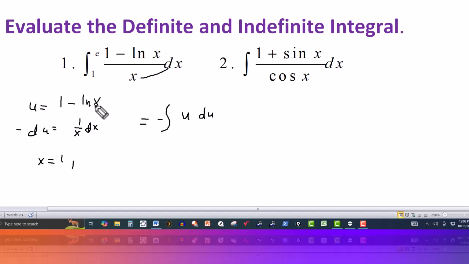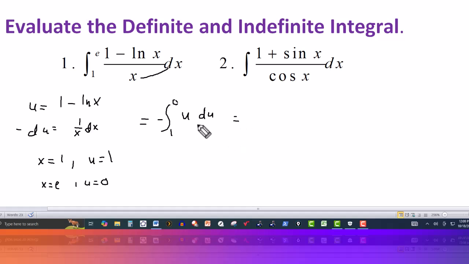Natural log of 1 is 0. So I got 1 minus 0, so u is equal to 1, I should say. And then at the upper limit, the x is equal to e. So plug in an e there. Natural log of e is 1. So 1 minus 1 is 0. So in this case, u equal to 0. So the limits then will go, the lower limit will be 1, upper limit will be 0.